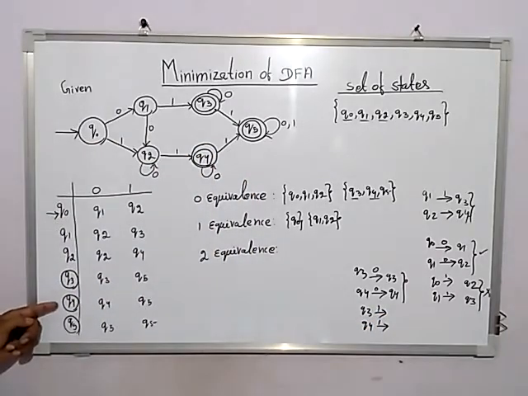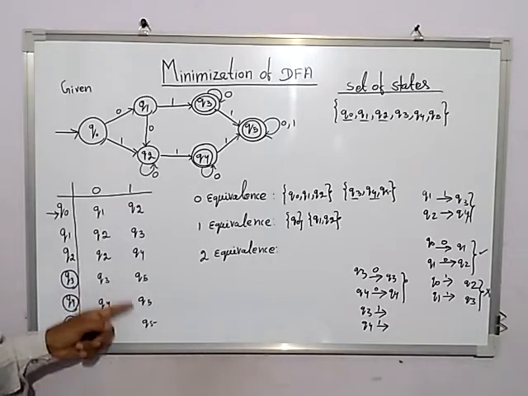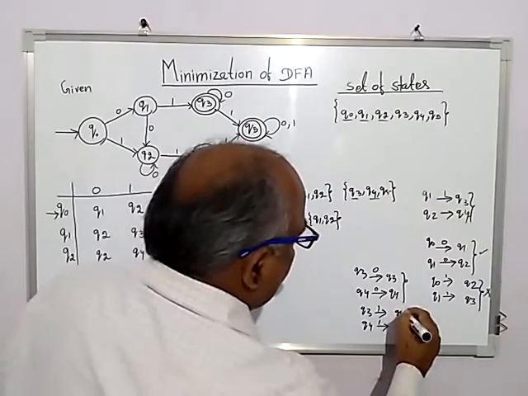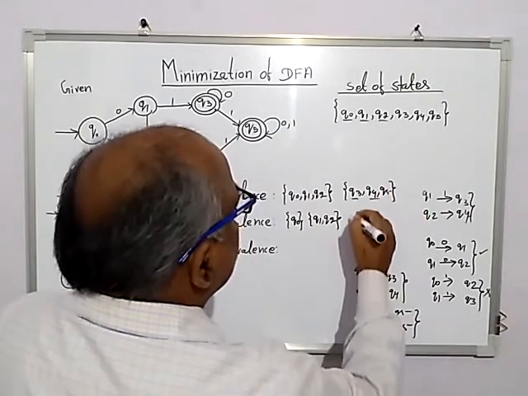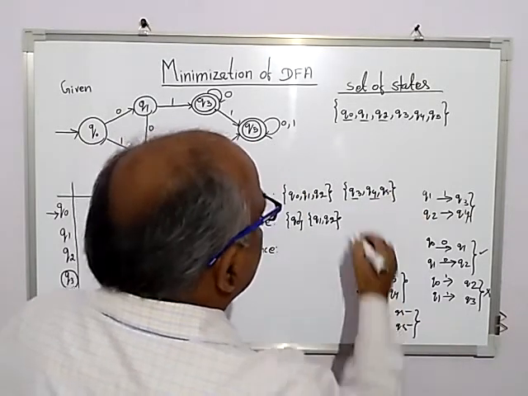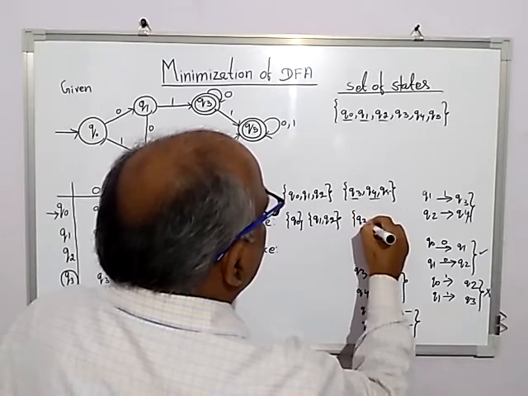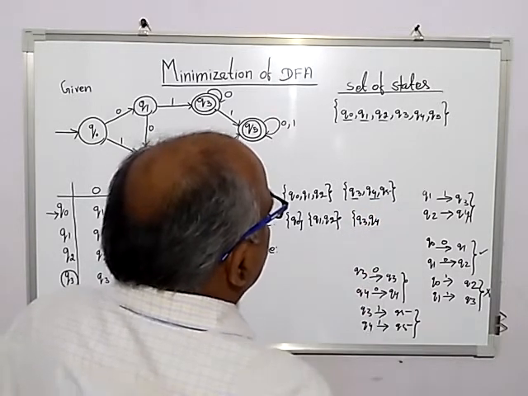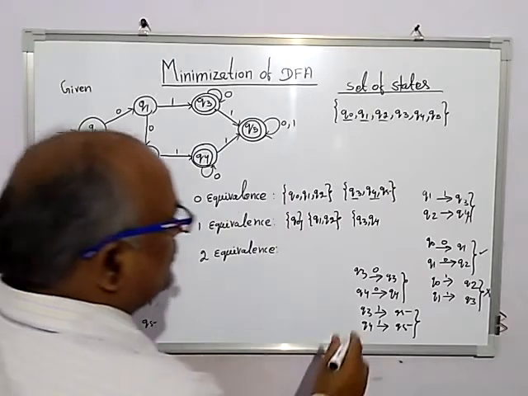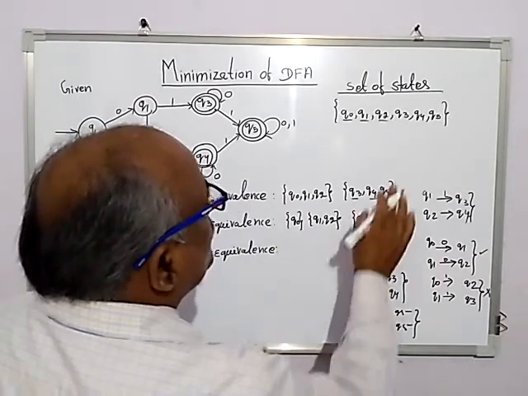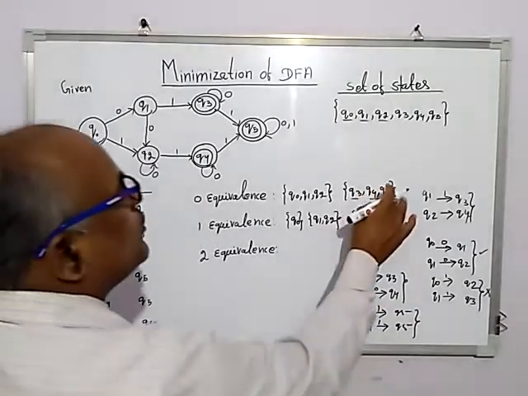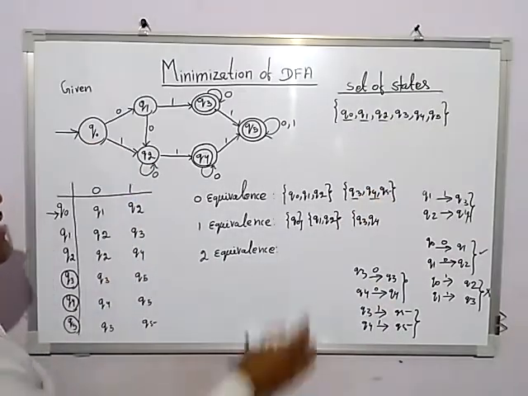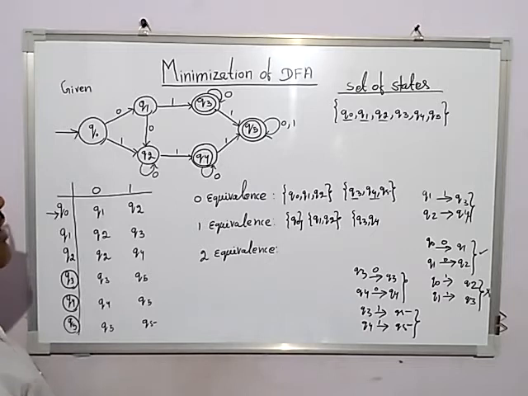This is Q3, Q4 for one input. It will go to Q5. This is Q5. Since Q3 and Q4 are in the same states, these are one equivalent. Then we consider Q3, Q4, Q5, which means either Q3, Q5 one equivalent or Q4, Q5 one equivalent. Q3, Q4, Q5 are already one equivalent.